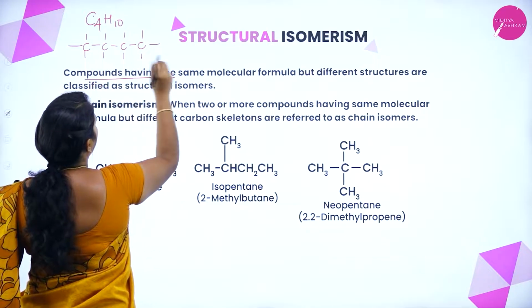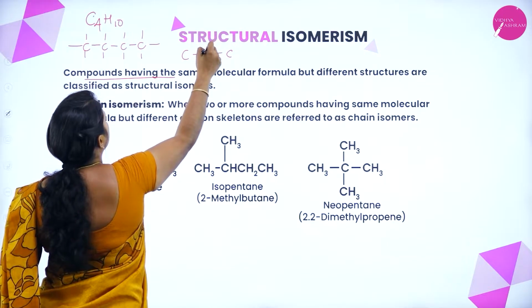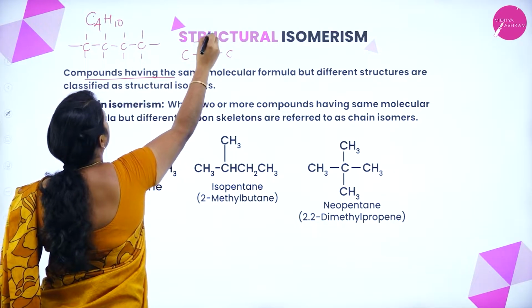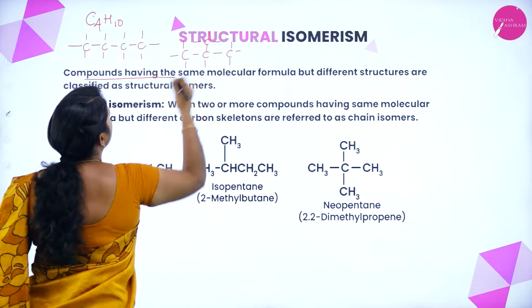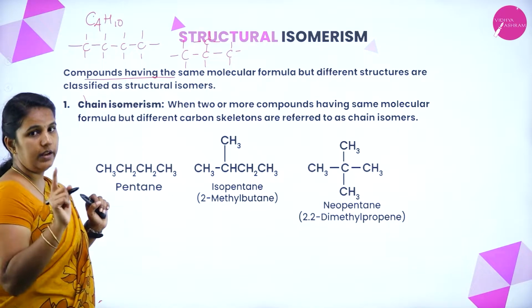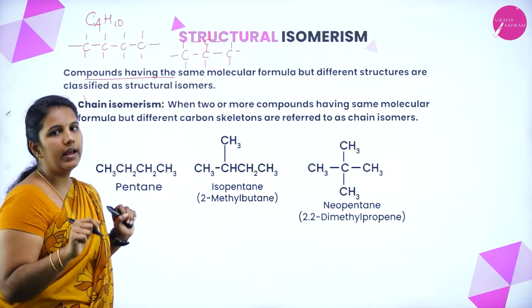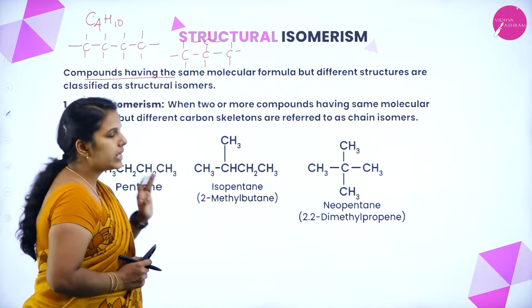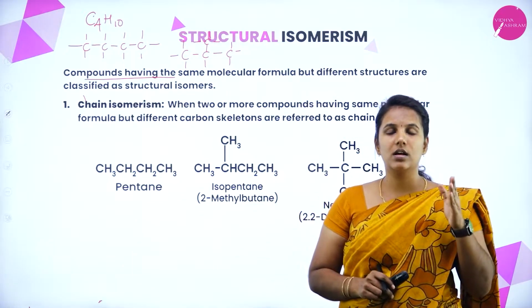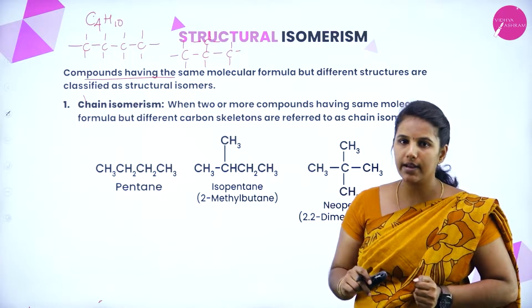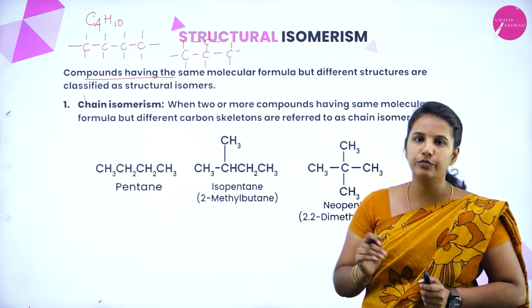This is a straight chain. And there is one more way of writing this. So this is another way of representing C4H10, that is butane. Where you can see that these two compounds have the same molecular formula but they are structurally different. This is called as what? Structural isomerism. As we have already understood, structural isomerism is of 4 types, correct?